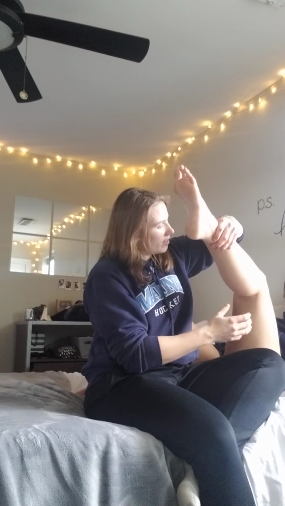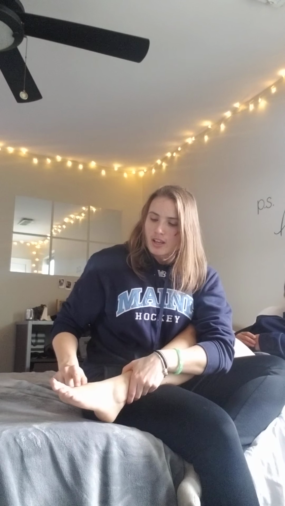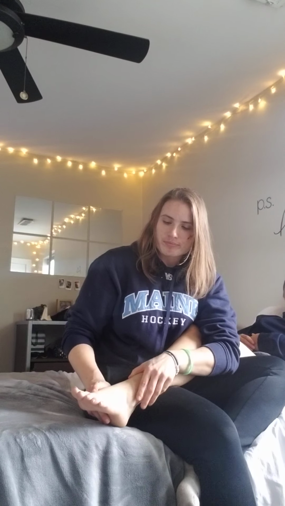The flexor hallucis longus originates on the posterior fibula and interosseous membrane, inserts on the distal phalanx of the great toe, and does great toe flexion.